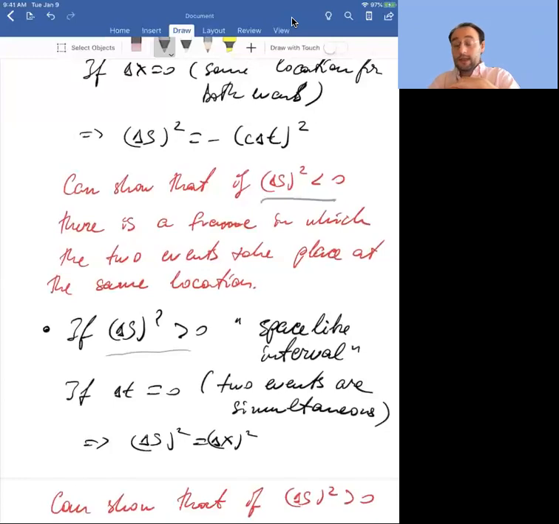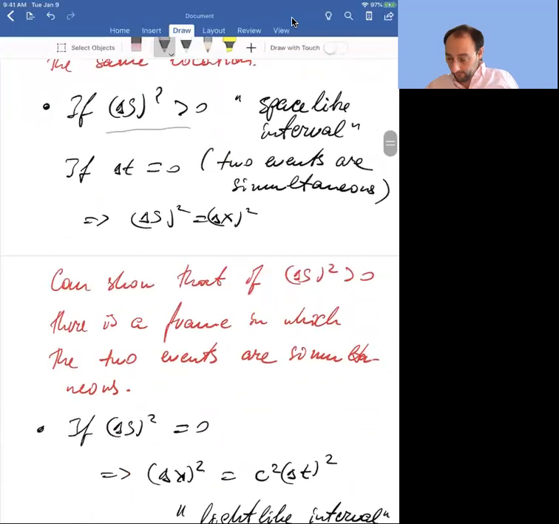But what if the two events are not simultaneous, but delta s squared for that pair of events is still positive? Let's say event 1, event 2. They happen too close in time given the space, or too far in space given the time. Then delta s squared will come out to be positive. And one can show that if delta s squared is positive, if it's a space-like interval, there exists a frame in which the two events are simultaneous.